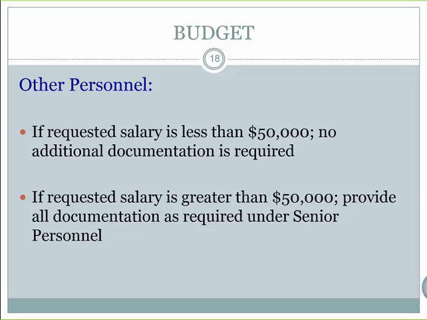For your other personnel, if your requested salary is less than $50,000, we don't ask for any additional information. Whatever you give us in the budget justification will suffice. So if it's already spelled out in the justification what the person's going to be doing, we're good with it. If you don't spell it out in the budget justification, then we'll ask for it. But if you do, you're fine. If the other personnel is greater than $50,000, then yes, you will need to provide all the documentation that we previously asked for under senior personnel. So over $50,000, they go through the same stringent process that the senior personnel go through.